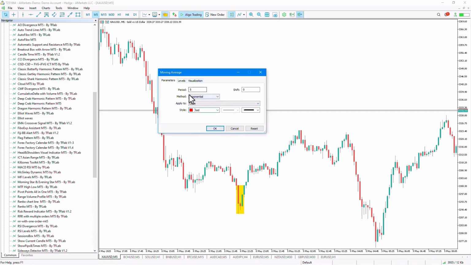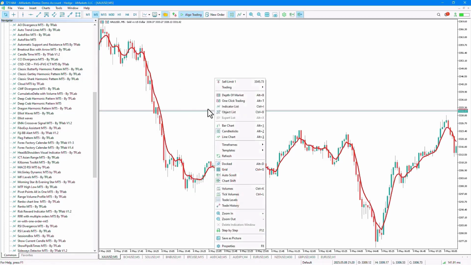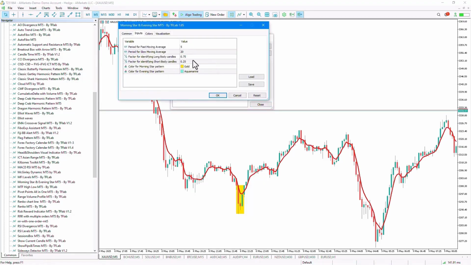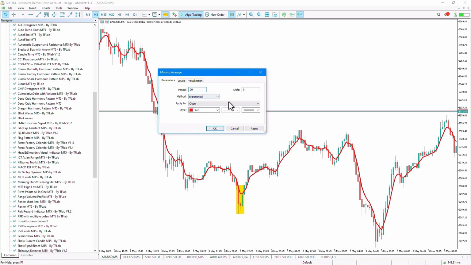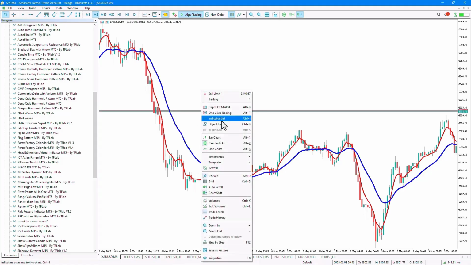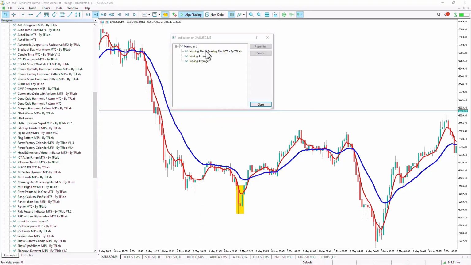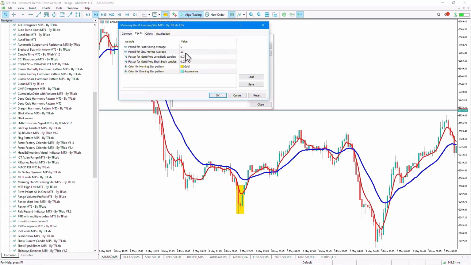To better understand how the indicator works, I will add two moving averages to the chart, with the two default periods inside the indicator. The first one is in red, which is our fast-moving average period, and a moving average with a period of 20 in blue. This is where our slow-moving average period is set. The way the indicator works is based on these four factors.